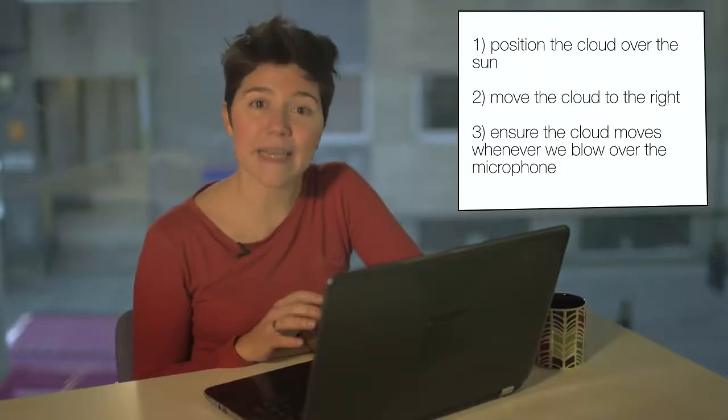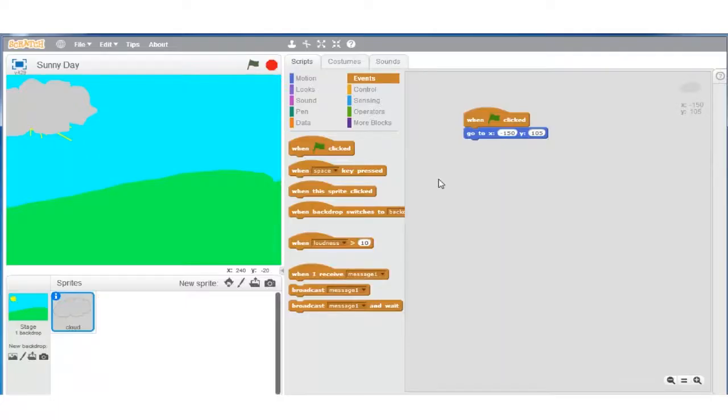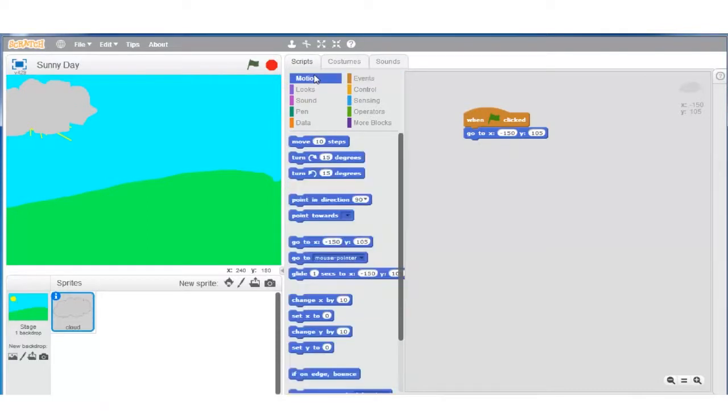It's time to tackle the second part of our program, moving the cloud to the right. For this, we'll use a move block. In order to ensure that this movement is to the right, we'll need to set the direction of the cloud before it moves. This can be done with a point in direction block. Set to 90, which means to the right. This block should be placed at the very beginning of the program, for example, once it is positioned over the sun.